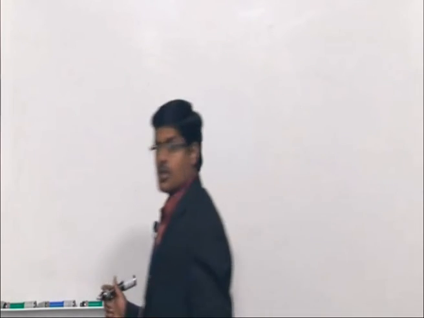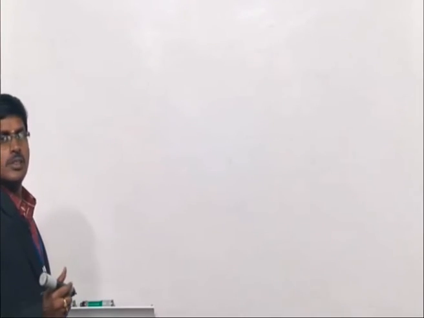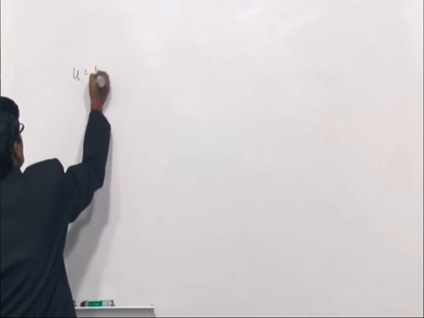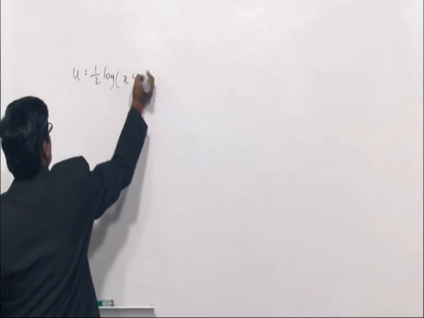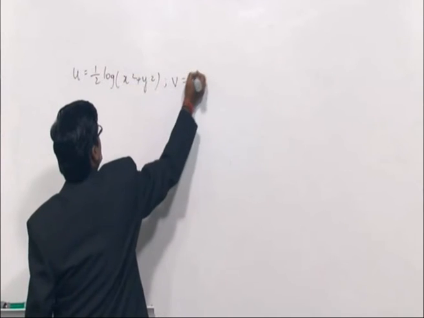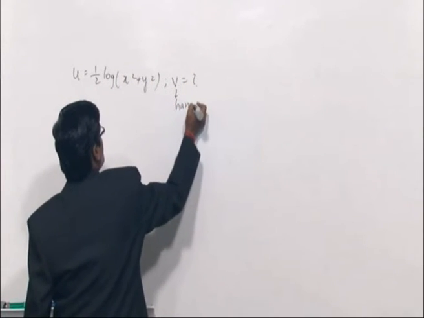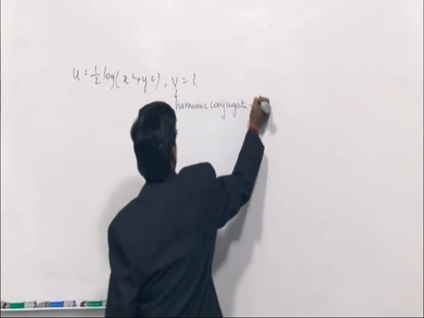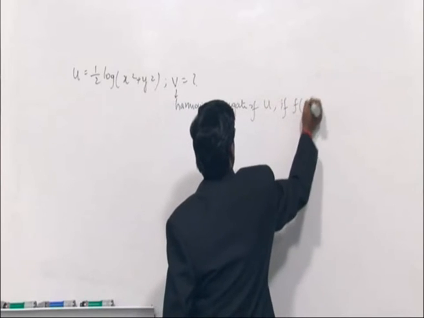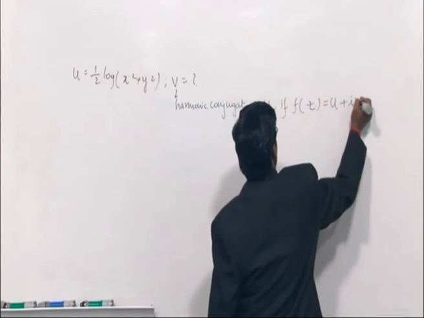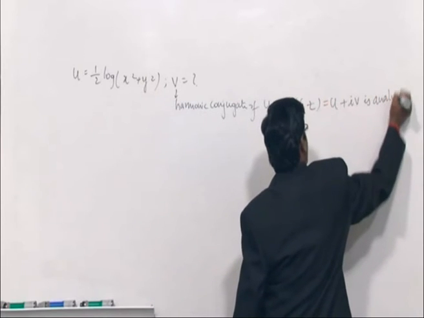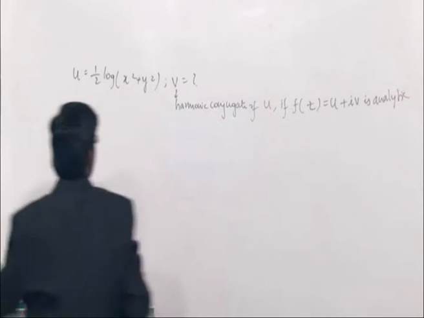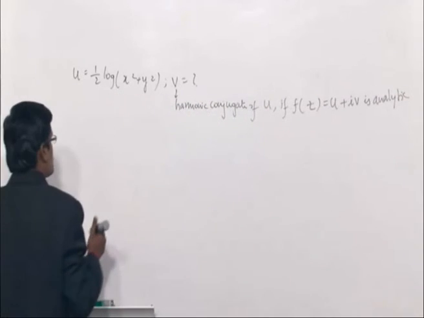Okay, so the question is: u is equal to half log of x square plus y square. v is equal to what? v is called the harmonic conjugate of u. Yesterday I did the harmonic conjugate: if f of z is equal to u plus iv is analytic, then whenever that function is analytic, v is called the harmonic conjugate of u and vice versa. So whenever u is given, how to find v? Yesterday I showed you the procedure.